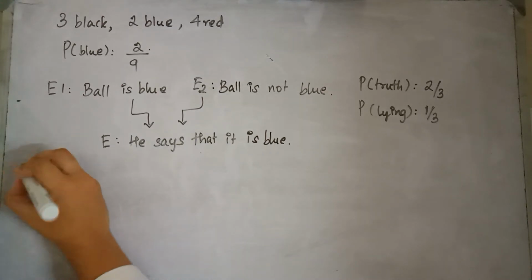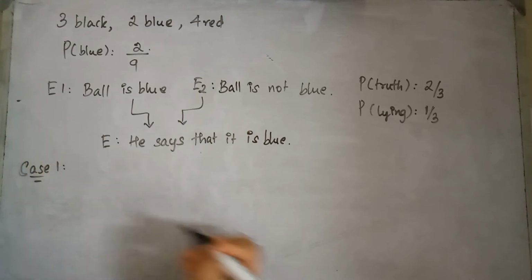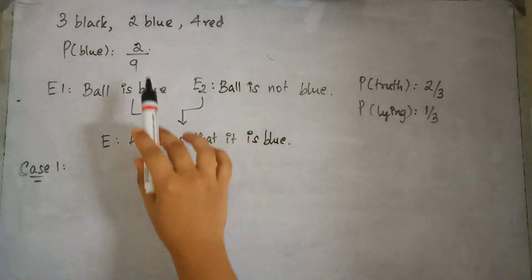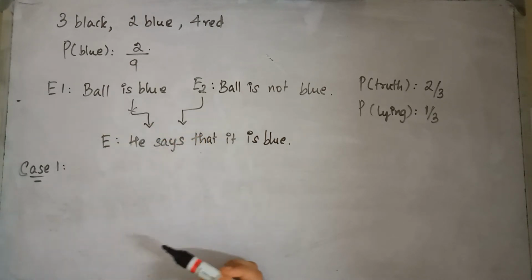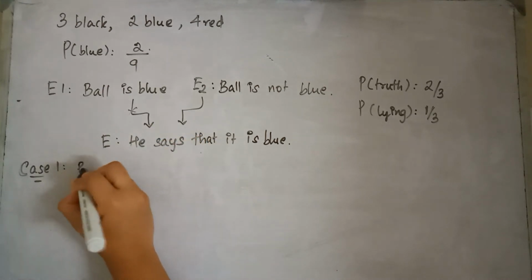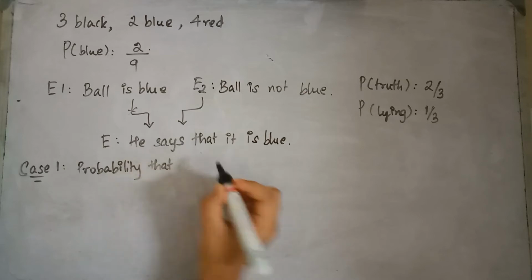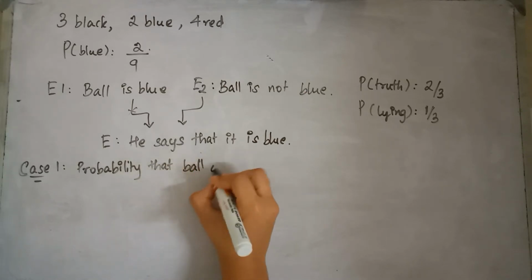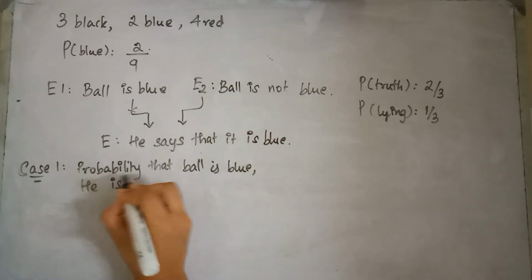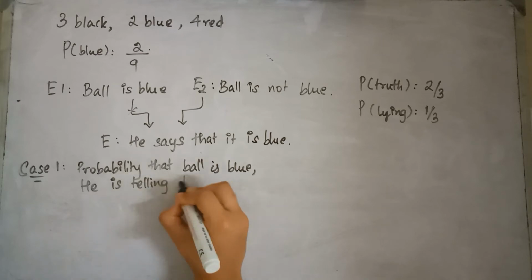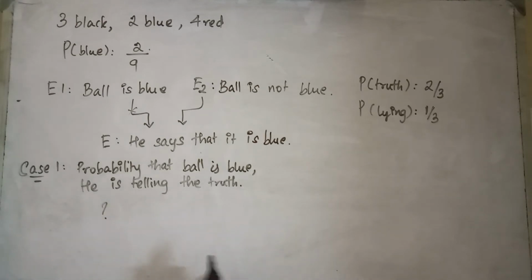We have case 1. In case 1, the ball is actually blue in color and he's telling the truth. This is the probability that the ball is blue in color. He is telling the truth. We'll have to find out the probability for this case.